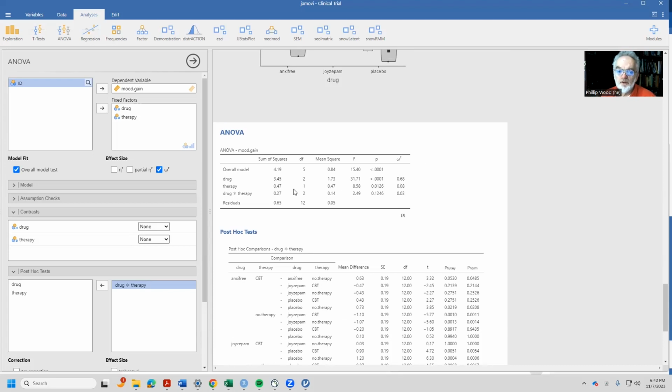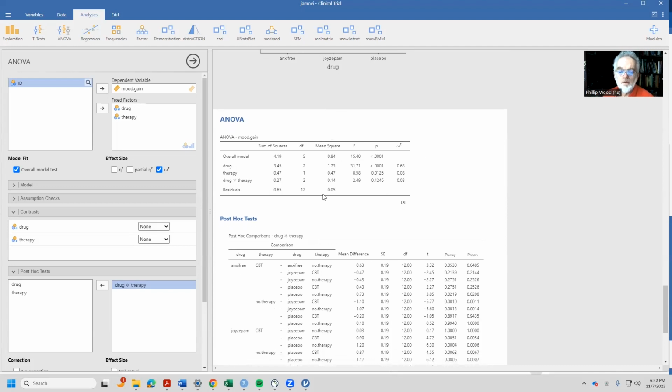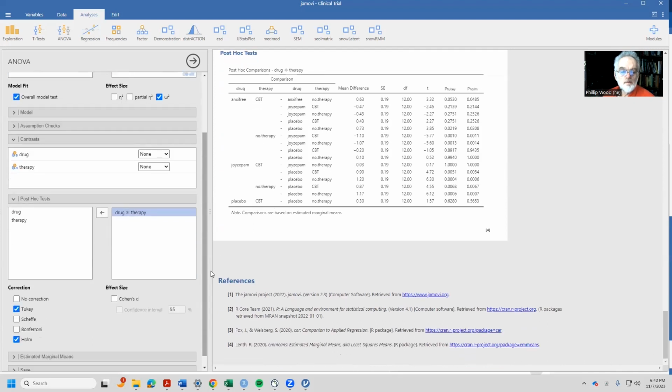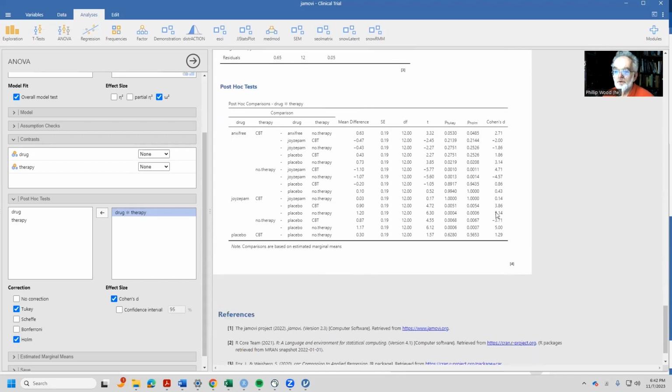And we can see from this that the effect of drug was really huge, 0.68. The effect of therapy, while statistically significant, was much less so. And the effect of the interaction, even smaller, and it was not statistically significant. And that squares with what you see in the pictures that we did in our violin plots. You can do Cohen's D on individual effect sizes down here, and that will give you a sense of where the large pairwise relationships are.